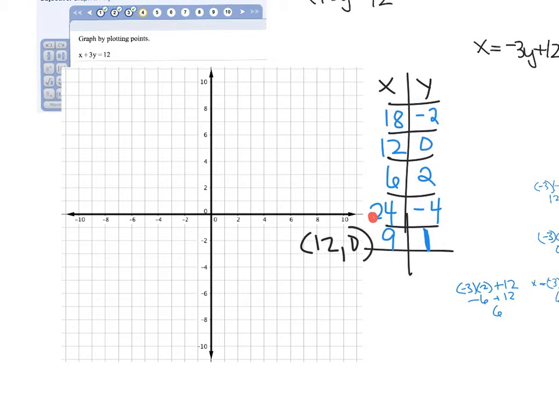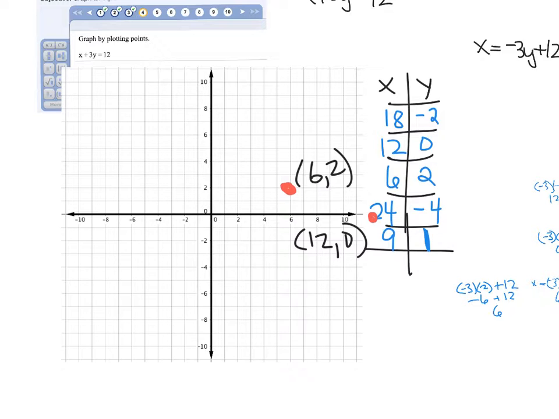So I'm going to put my little point right there. And now we have 6, 2. So 6, 2, where is 6, 2 going to go? Well, it's going to go over 6, up 2. So that's going to put us right here.